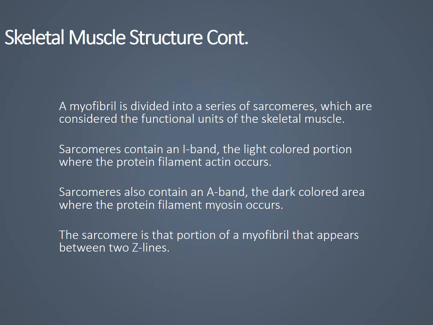A myofibril is divided into a series of sarcomeres, which are considered the functional units of the skeletal muscle. Sarcomeres contain an I band. This is the light-colored portion where the protein filament actin occurs. Sarcomeres also contain an A band. This is the dark-colored area where the protein filament myosin occurs. A sarcomere is the portion of a myofibril that appears between two Z lines.